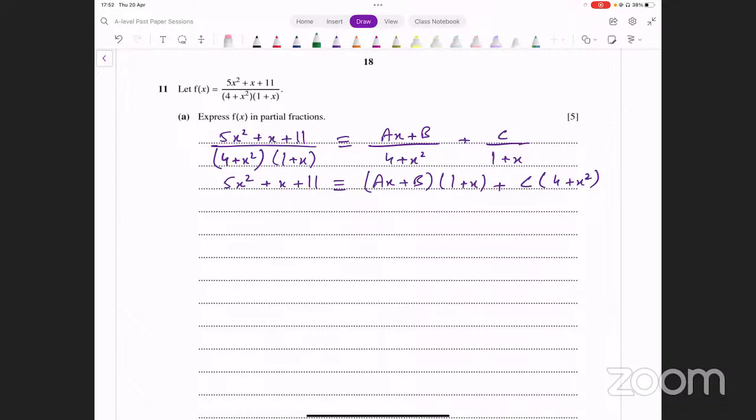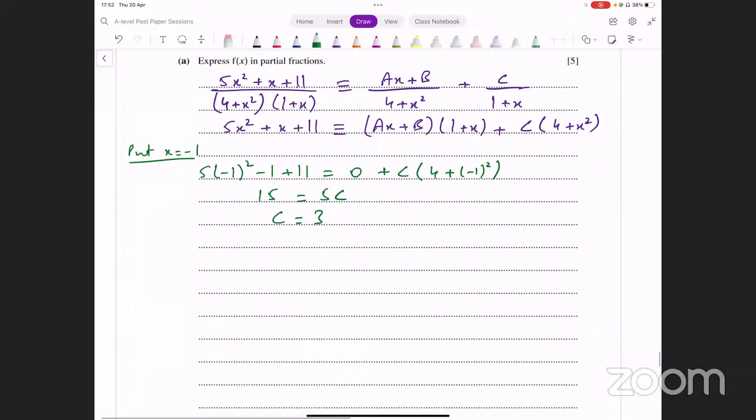सबसे पहले हम क्या कर सकते हैं? इस bracket को 0 बनाने के लिए we can input x equals -1. Let's do that. So let's input x equals -1. When we do that, we get 5 into -1 whole squared, -1, plus 11 on the left side. On the right side, this thing becomes 0. And we have c into 4 plus -1 ka square. And this simplifies to 5 minus 1, which is 4. 4 plus 11 is 15. 15 equals 5c, and the value of c turns out to be equal to 3. Okay, this is one value that we were looking for.